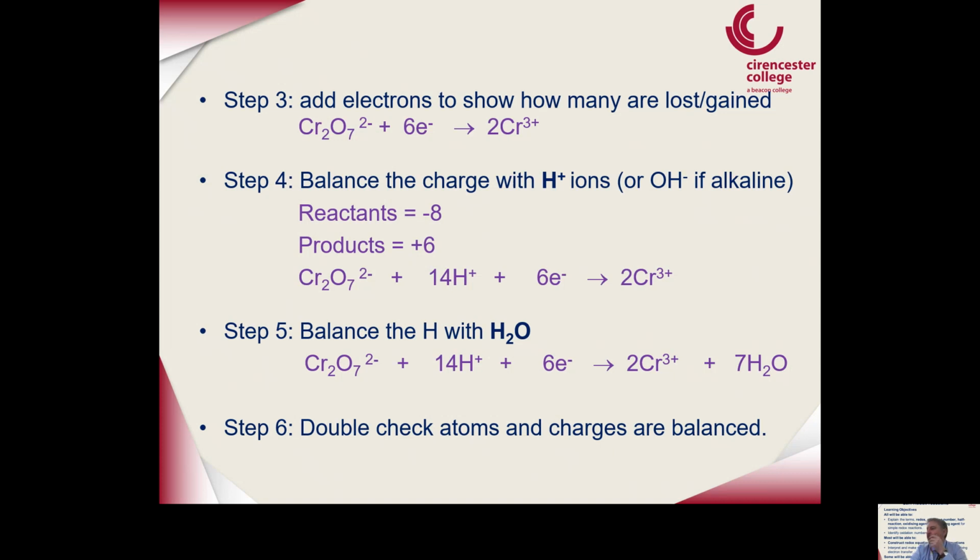Okay, so we can double check. We've got 2 chromiums, 2 chromiums. We've got 7 oxygens, 7 oxygens, 14 hydrogens, 14 on the other side as well. And we've also got 2 minus, 14 plus, so that's 12 plus, 6 minus, which from 12 plus gives us 6 plus. And on the other side, we've got 2 lots of 3 plus, which is also 6 plus.